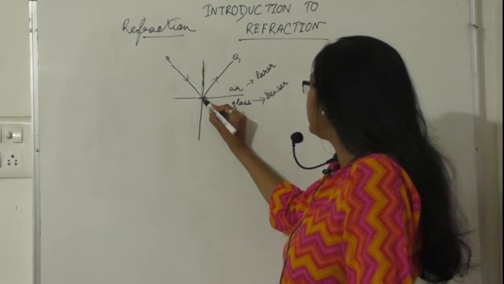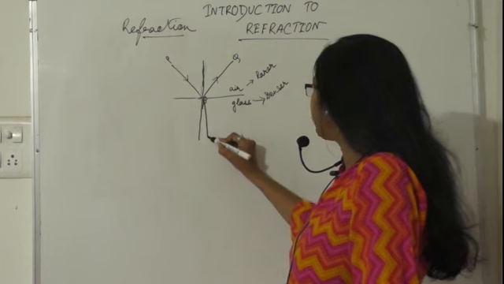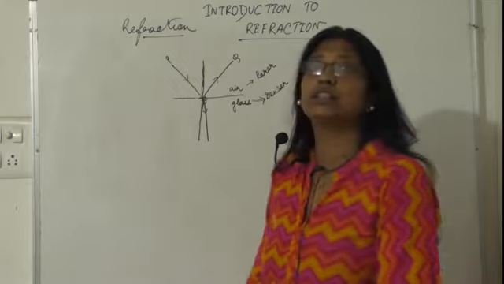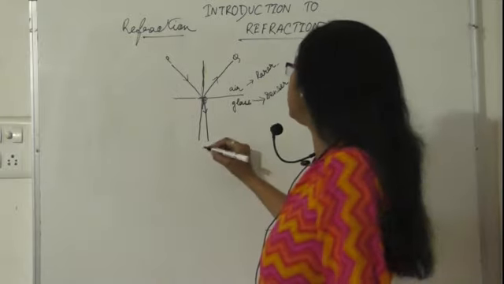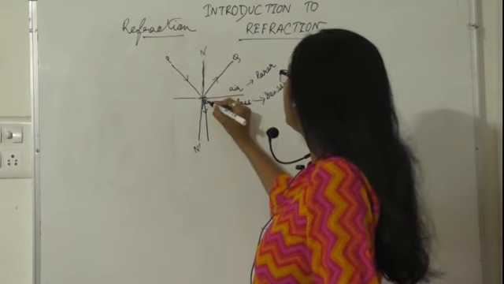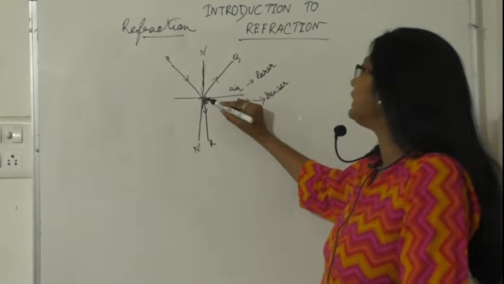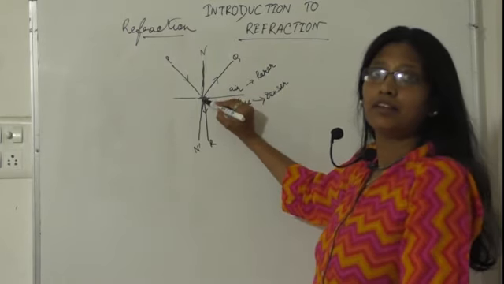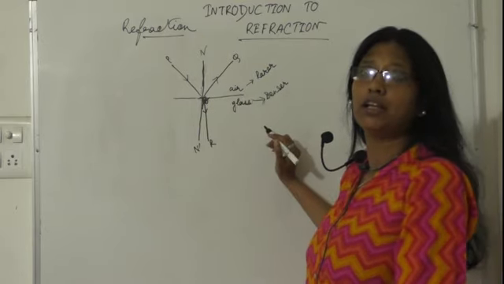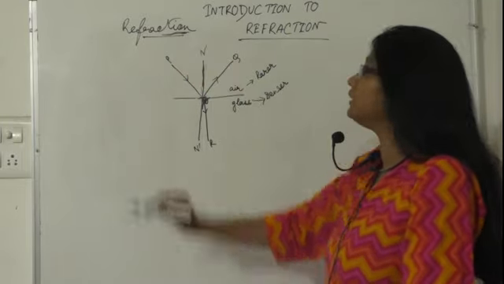that is the light ray will change its path and bends towards the normal. This is normal, NO, N dot, this is normal. The light ray will change its path, that means it bends towards the normal. This phenomenon is known as refraction.